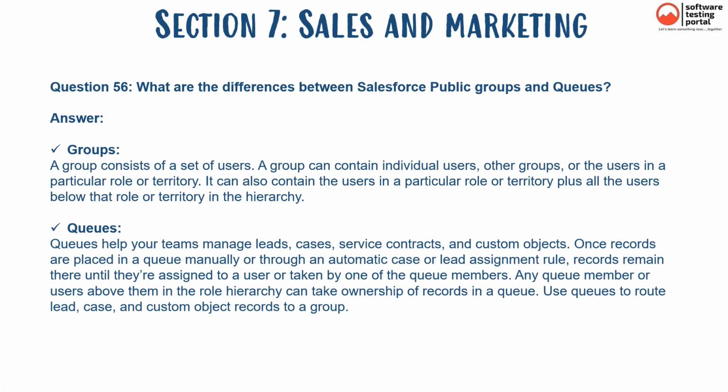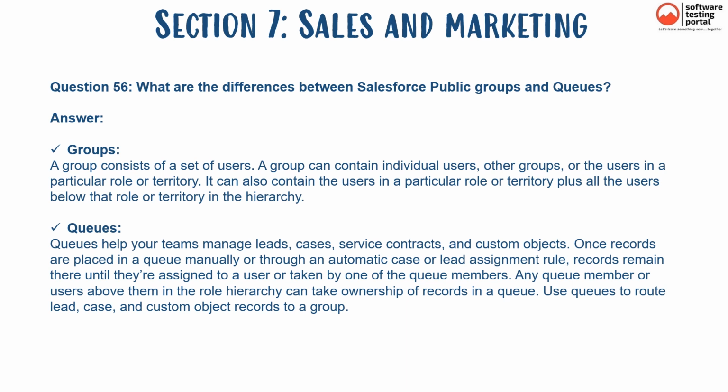Question 56. What are the differences between Salesforce public groups and queues? This is an important and fundamental question to be asked in Salesforce interviews. Groups. A group consists of a set of users. A group can contain individual users, other groups, or the users in a particular role or territory. It can also contain the users in a particular role or territory plus all the users below that role or territory in the hierarchy.